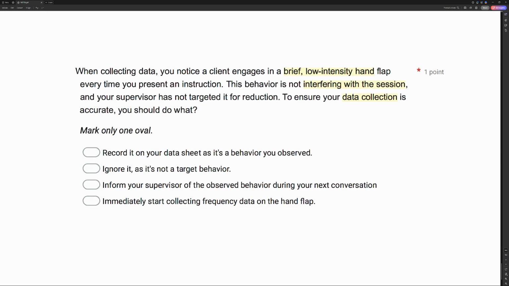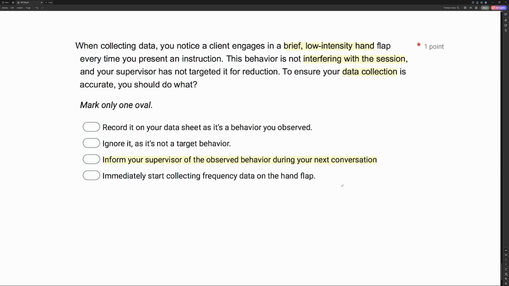And then D, immediately start collecting frequency data on the hand flap. It's not a target behavior. It's not in the behavior plan. You are not the one designing the interventions. No need to start taking data needlessly. So what should you do? You should inform your supervisor of the observed behavior during your next conversation.